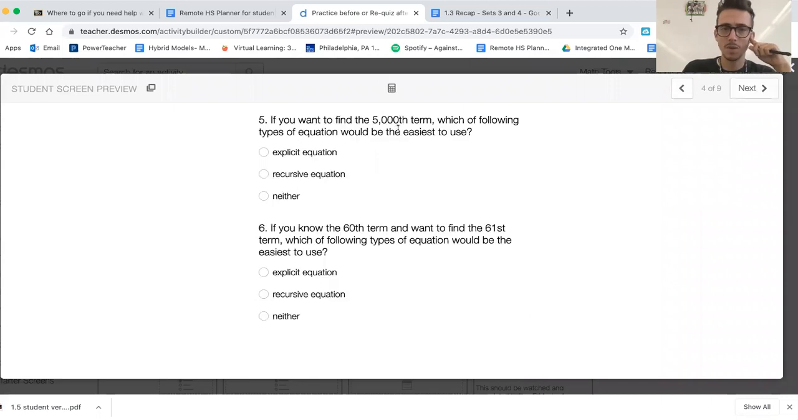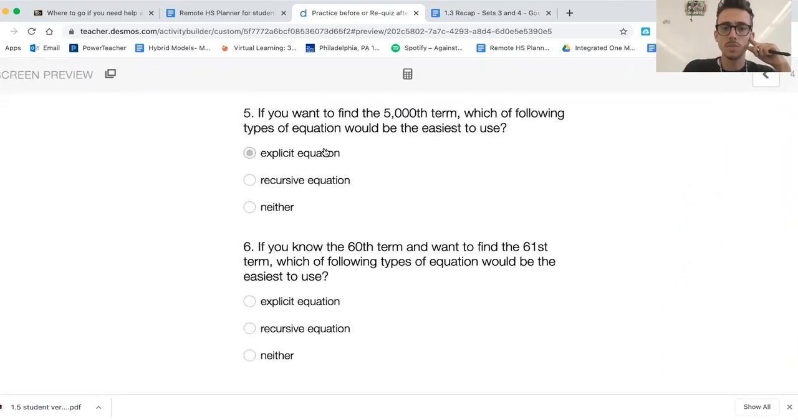Having a good day. I just want to keep going with these. If you want to find the 5,000th term, which of the following types of equations would be the easiest? This is a flashback to what you saw in 1.3. Questions like 7 through 12 are very similar to what you have here. If you want the 5,000th term and it was recursive, you would need the 4,999th term. I don't have time for that. I don't care about that. So explicit is actually the best to use here.